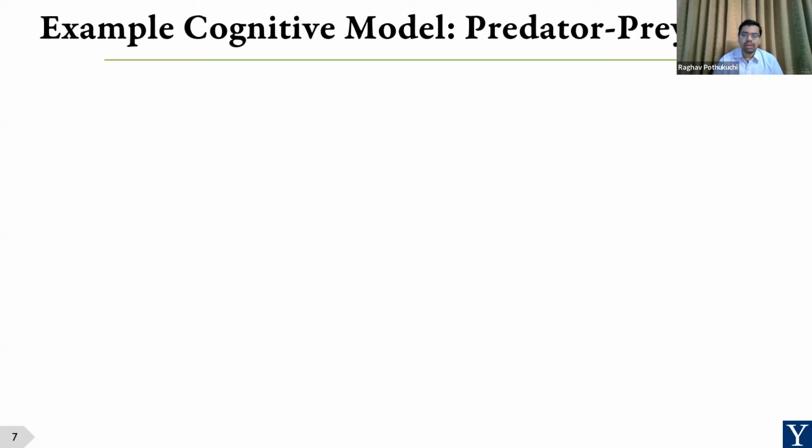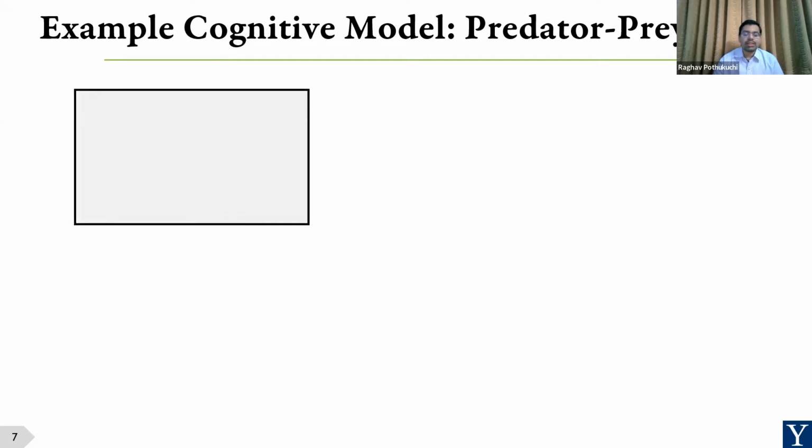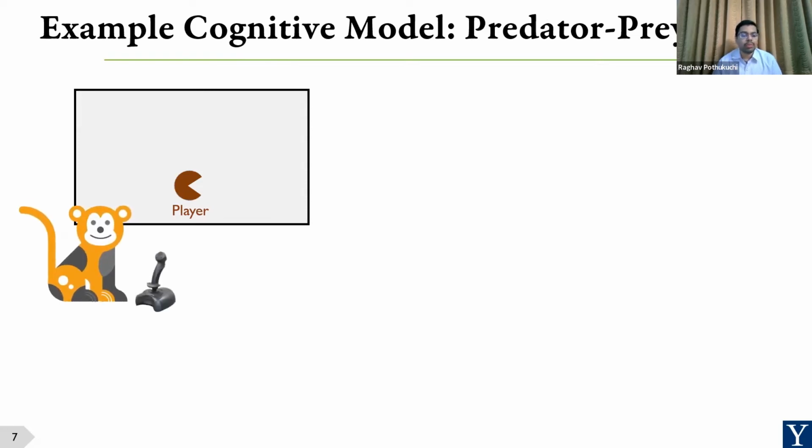This cognitive model is about what is known as the predator-prey task. In this task, there is a screen with three entities. The first is a player whose position on screen is controlled by a non-human primate, like a monkey, using a joystick. The second is a predator that tries to capture the player. And the third is a prey which the player must capture. The goal of this task is for the monkey to steer the player and capture the prey while avoiding the predator.